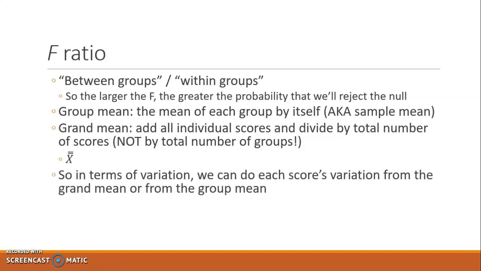So we're looking at the variation here, remember? In variation, there's two different ways that we can do it. We can either find each score's variation from the grand mean: how much does each individual score, each individual case, vary from that overall mean? Or we can look at how much each particular score, each particular case, varies from its group mean, from the group into which it belongs. And those are the various types of things that we're going to be looking at, that we're going to be doing.